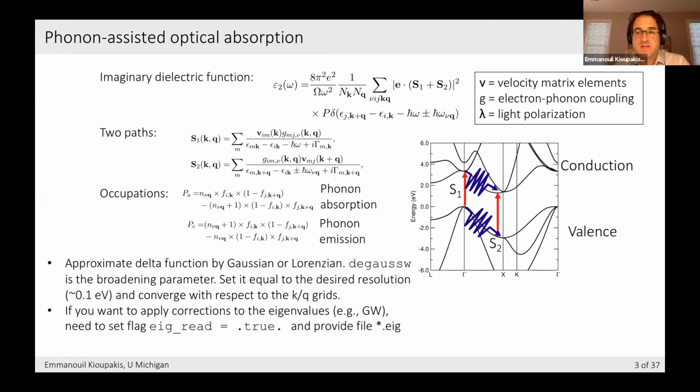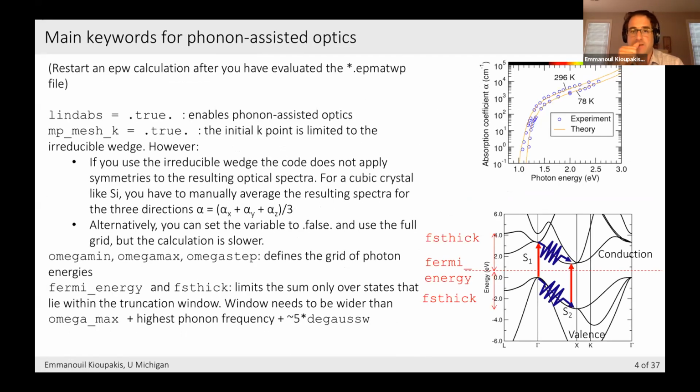But in general, it's the same format as the eigenvalues that Wannier outputs, except you use the different ones. All right. So these are the first things we do. We broaden the Gaussian. We decide whether we want to read eigenvalues or not. And then how they work in practice.